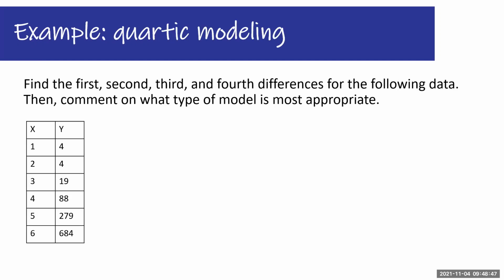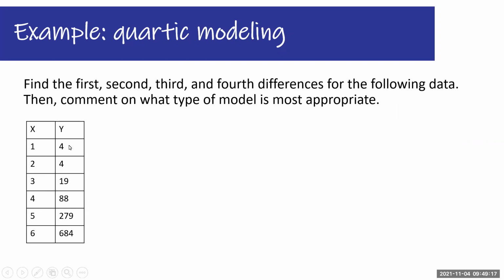Let's look here. The first thing we want to do is find our first differences, our second differences, our third differences, and our fourth differences. Then we're going to decide what type of model we think is best. So the first thing we want to look at, remember, is that our x's go up by a uniform amount. So here we're going 1 to 2, 2 to 3, 3 to 4, and so on. So we're going up by 1 each time. If we don't go up by that constant amount, remember it's going to mess up our answers. So that's always important to look at.